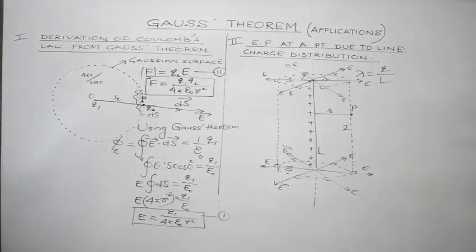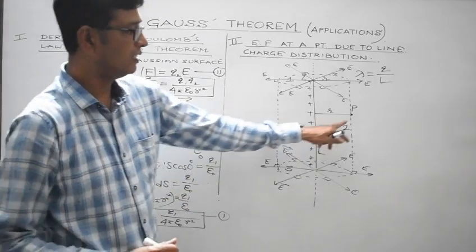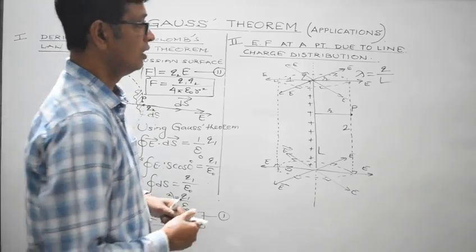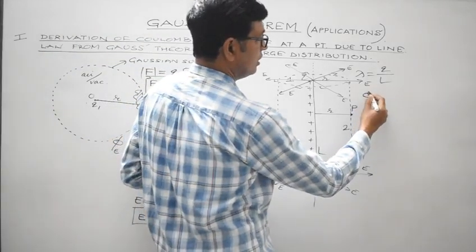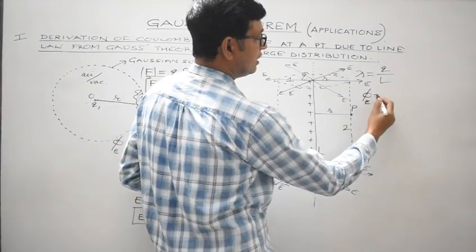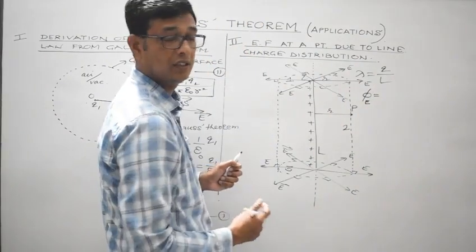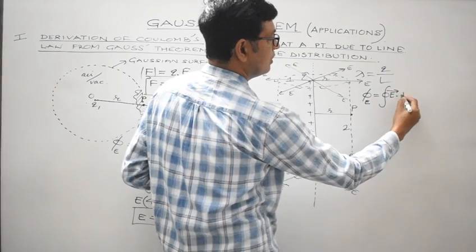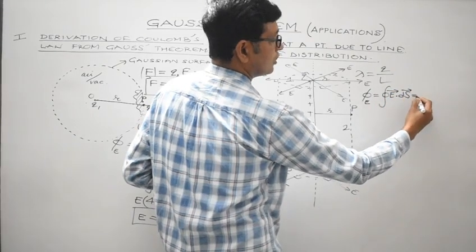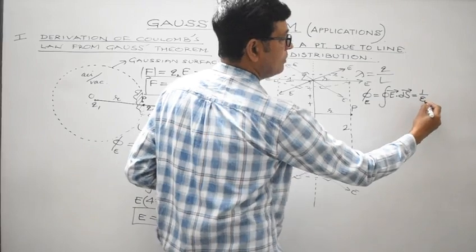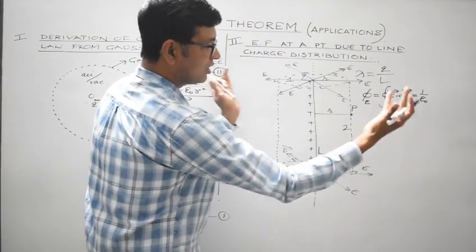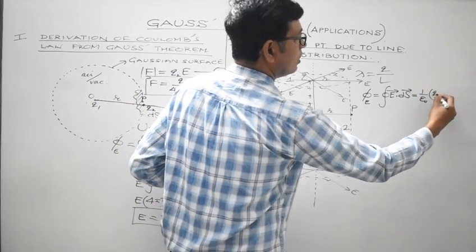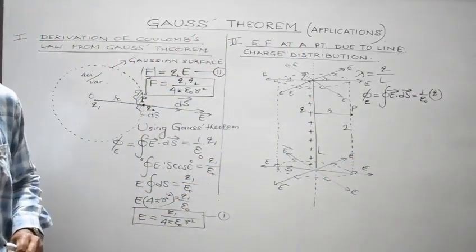Now, in order to find the electric field at point P, let's make use of Gauss theorem. Again, Gauss theorem is stated as: electric flux linked with a closed surface is given by the closed surface integral of the electric field, which is numerically equal to 1 by epsilon times the net charge enclosed. What is the net charge enclosed by this closed surface? It is considered to be Q. Right? This is Gauss theorem.